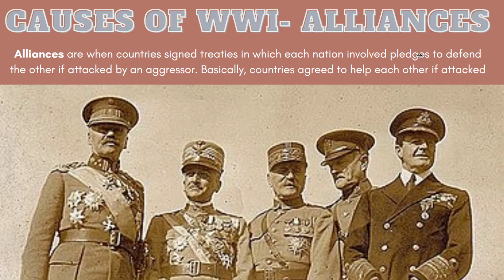So the causes of World War One, alliances, right? That's the next part in our acronym. Alliances are countries that agree to help each other if they are attacked by an aggressor. They sign treaties saying basically, hey, if I get attacked, then you're going to pledge your support, and vice versa. Much like having a friend that gives you support in our own lives today.